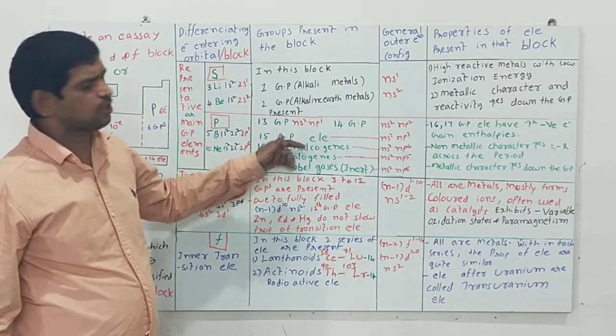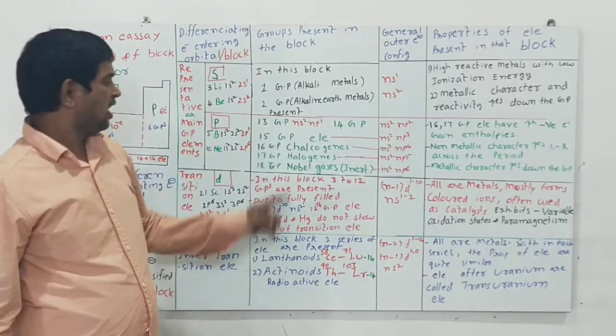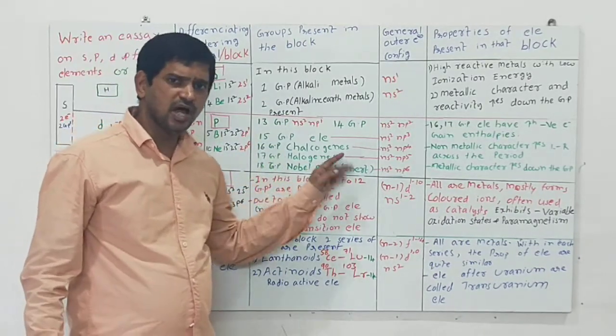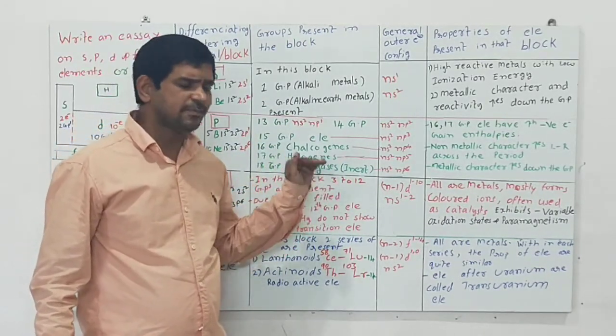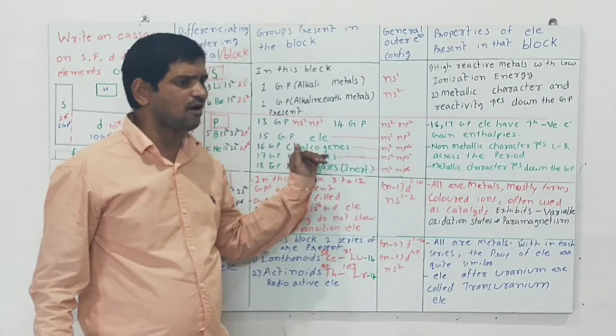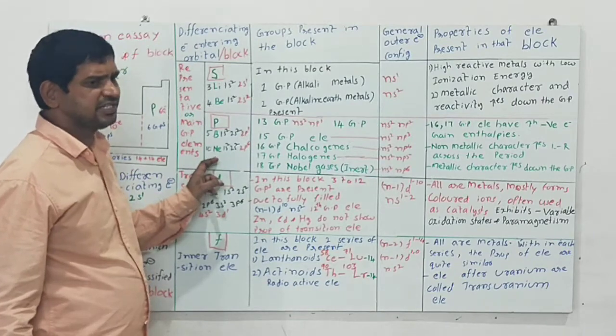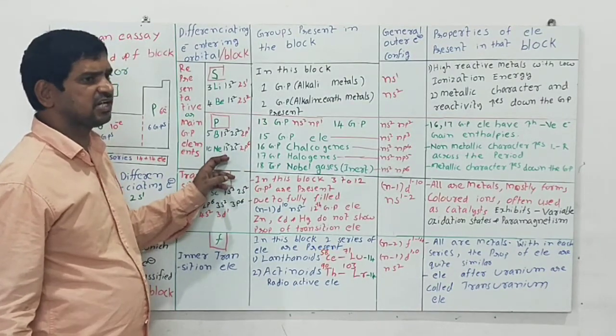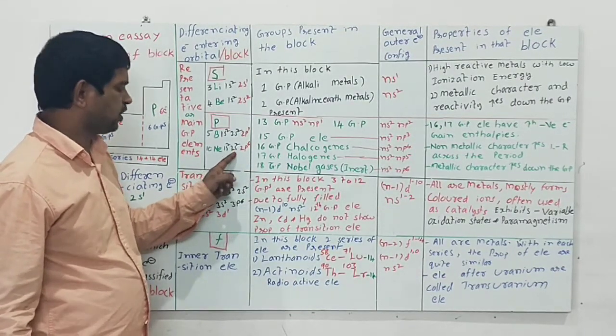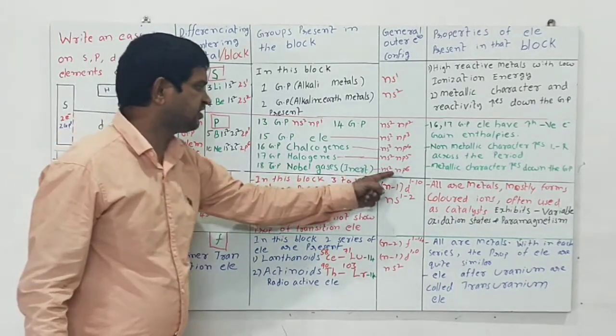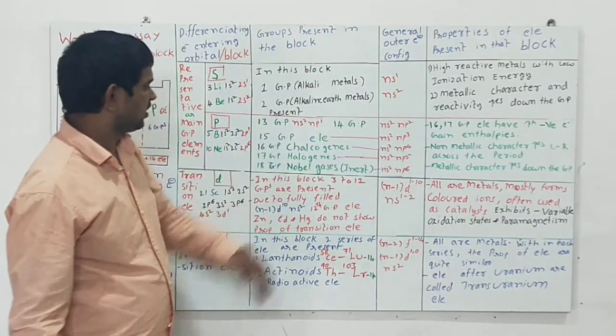16th group elements are known as chalcogens. 17th group elements are known as halogens. 18th group elements are known as noble gases or inert gases. Neon is present in 18th group and its electronic configuration is 1s2, 2s2, 2p6. See here, it is np6.